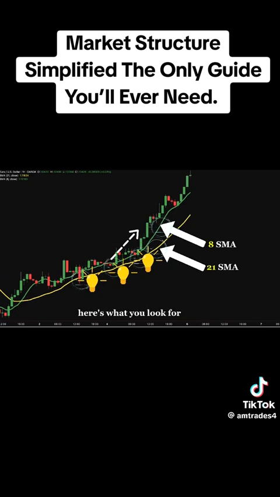Here's what you look for. Market is making higher highs and higher lows. Price pulls back into the area between the 8 and 21 SMAs. It rejects that zone and starts moving up again. That's your signal, the end of the pullback and the start of the next impulsive move.